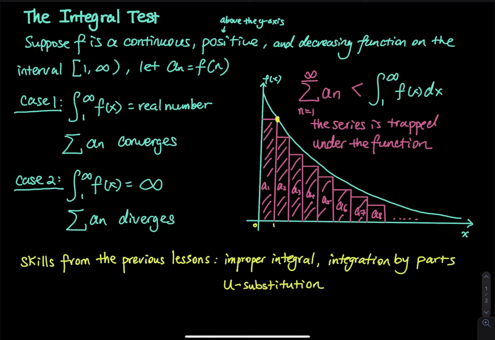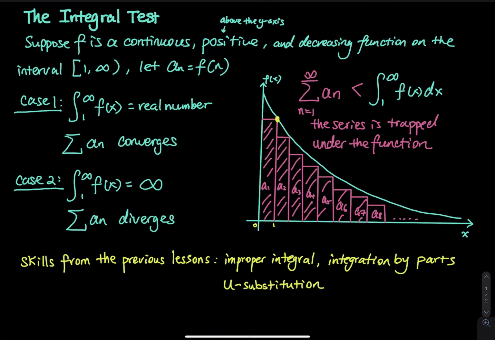But how come the sum of all the pink rectangles is less than the result of the definite integral? Because the sum is an underestimation. So do you see that on top of every pink rectangle, I miss some of the area? So if you add up so many rectangles, there is an underestimation. So that's why the sum of all the a's is less than the result of the definite integral. And another way to say this is the series is trapped under the function. So there is a small underestimation. So that's why the sum must be less than the integral.